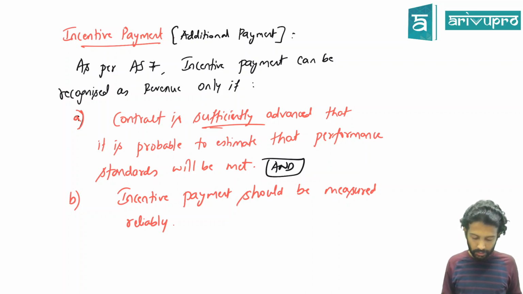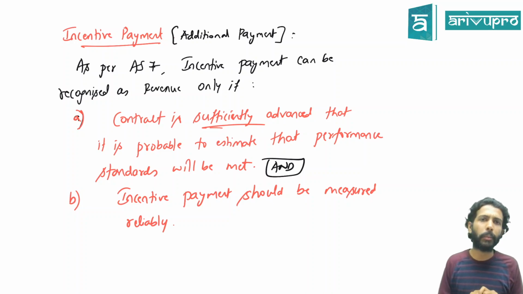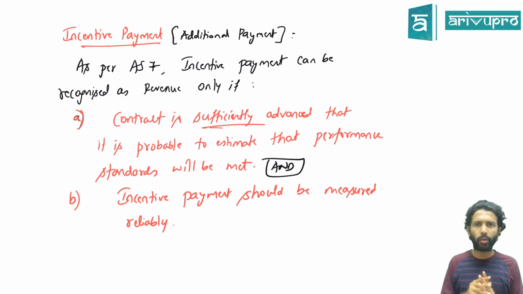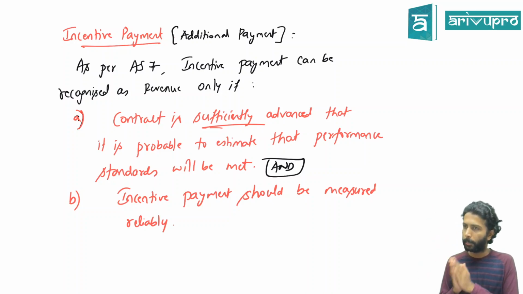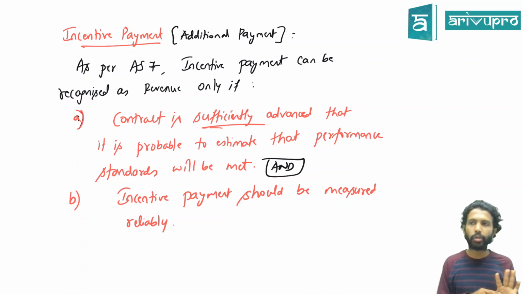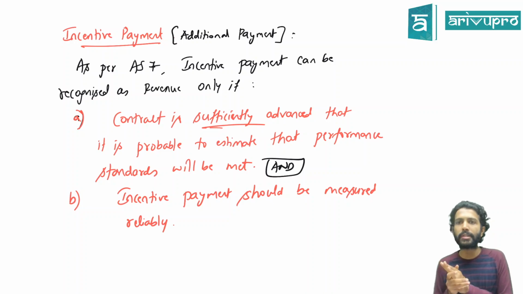Can we spend a minute on these two conditions first? Then we'll go back to the example. We understood what is incentive payment. You're getting something extra. It's like a token of gratitude. Since you're doing something extra over and above what is required, you're given something extra. So that extra is known as incentive payment. You can recognize that income only if two conditions are satisfied. One is the contract should be sufficiently advanced so that it is probable for us to estimate that performance standards will be met. Meaning what?